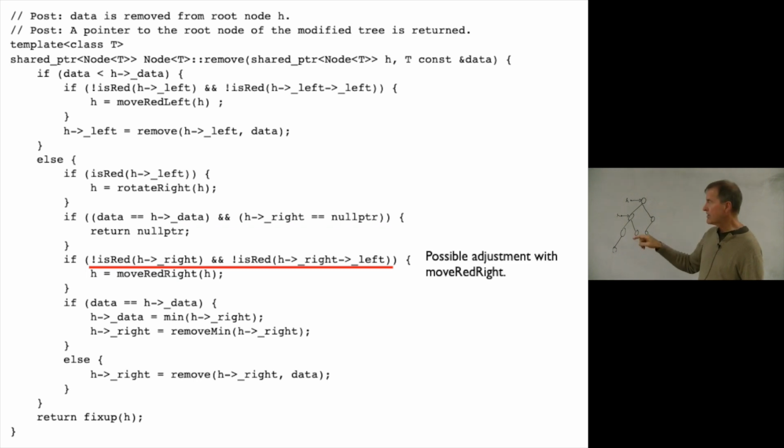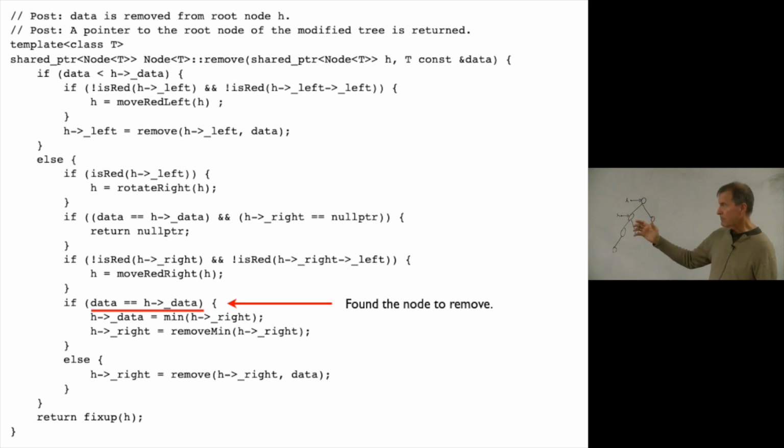And here is our possible adjustment with move red right. You see, just the same way that we had to adjust with move red left when we were going down to the left. So it's the same thing. Only this time it's if is red, H arrow right, if is black, H arrow right, and black, H arrow right, arrow left. Okay, so that's the condition, that's the possible adjustment with move red right. And now here's the whole thing.